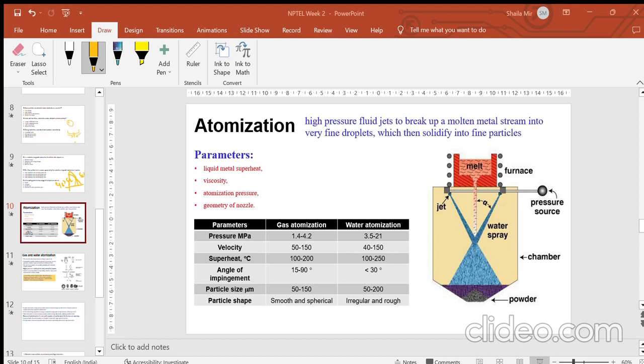So it is important to understand why we have a high cooling rate in, for example, water atomization, while we have a low cooling rate in gas based atomization. In gas based atomization, we have small cooling rates possible, and that results in the formation of spherical particles. While in water based atomization, we have high cooling rates, and that results in the formation of irregular surfaces. So this is very important to understand in context to gas and water based atomization.